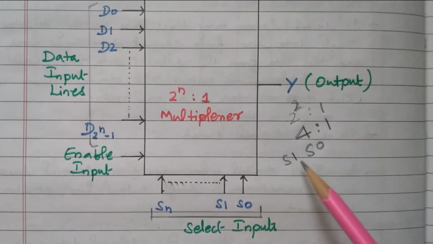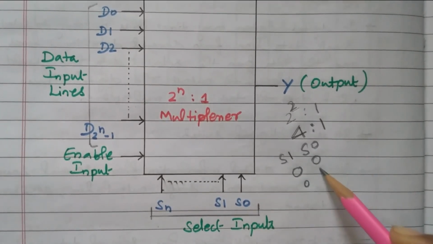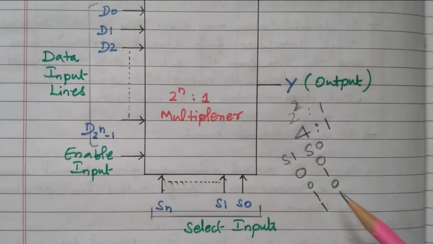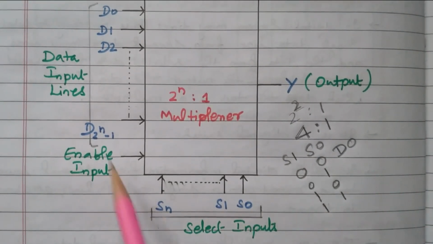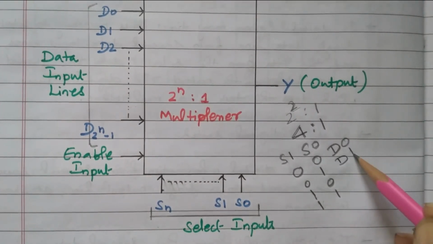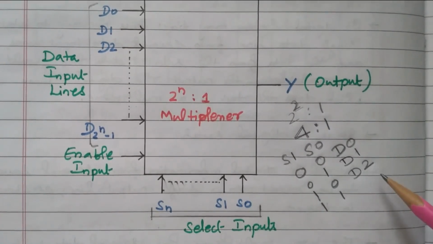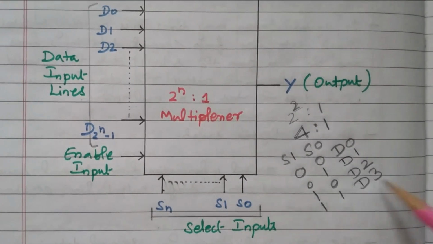Because of 2 selection lines, we have 4 combinations: 0 0, 0 1, 1 0, 1 1. There are 4 combinations available, right? If the selection line is 0 0, it will produce the output as the D0 line. We have D0 to D to the power 2 to the power n minus 1 available. If the selection line is 0 1, it will produce D1 as output. If the selection line is 1 0, it will produce D2 as output. If the selection line is 1 1, it will produce D3 as output, right?